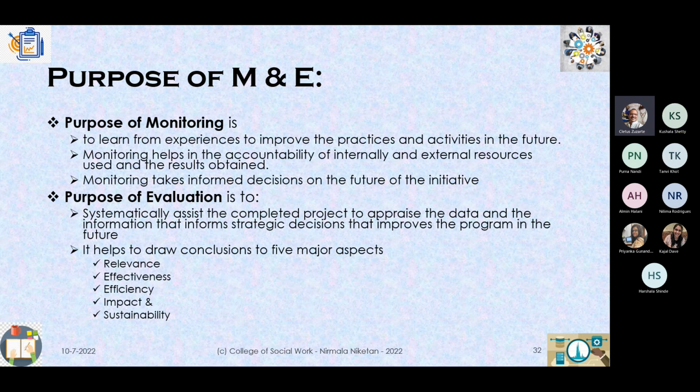So when we're looking at M&E, monitoring and evaluation, monitoring, of course, is to look at how we can improve the practices in the future. Monitoring helps us in accountability and taking informed decisions. Whereas evaluation is very systematic and it's at the end of a completed project, and it draws us towards 5 major aspects. One of the important points of evaluation is where you're looking at relevance, effectiveness, efficiency, impact, and sustainability. Anything that we are evaluating needs to cover these 5 important aspects of evaluation.